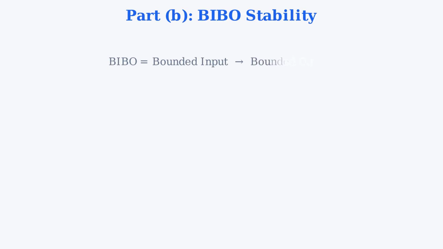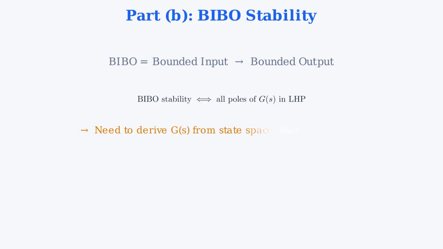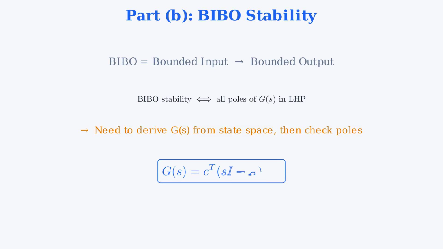Part B, check BIBO stability. BIBO stands for bounded input, bounded output. A system is BIBO stable if every bounded input produces a bounded output. BIBO stability is determined by the transfer function, not directly by the state space model. We need to derive the transfer function from the state space, then check its poles. The formula is g of s equals C transpose times the inverse of sI minus A, all times B. Let us compute this step by step.